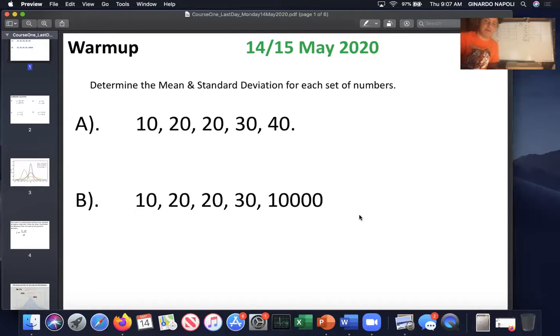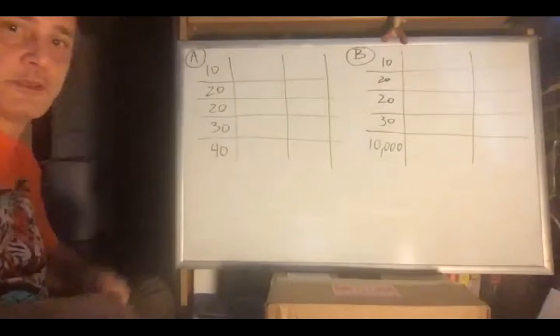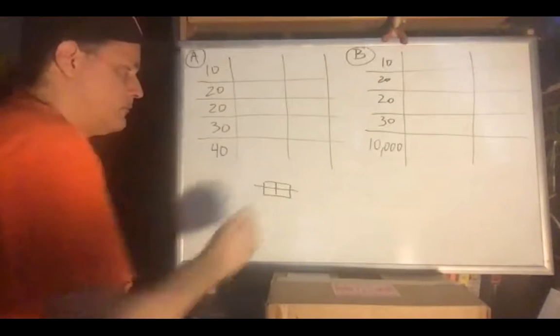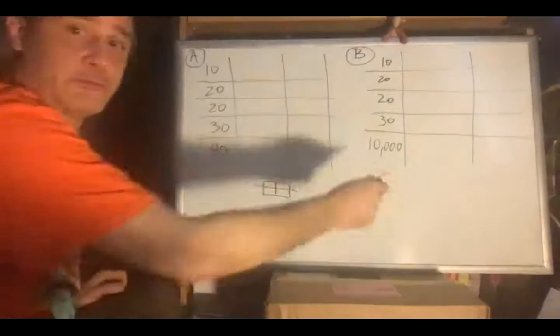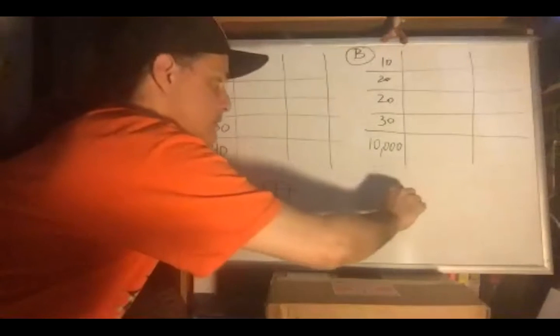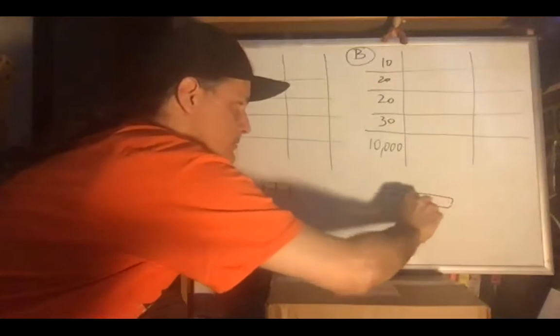So what's the effect of having this huge number added to the group of data? All right, so I've got this on the board, but just to point that out. Okay, so the box and whiskers for this one will probably be roughly equal, whereas for this one, because of the space in between 30 and 10,000, the box and whiskers would be something like that.